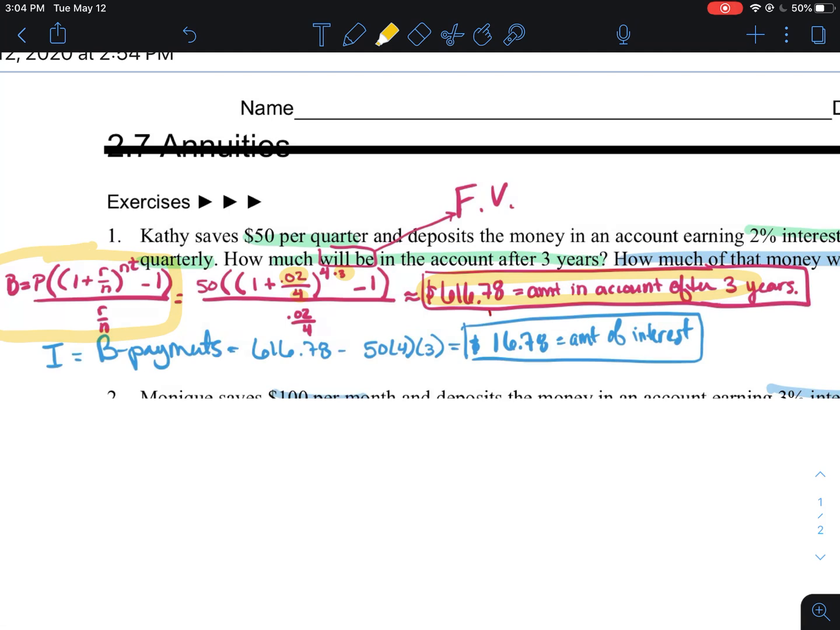So to figure out how much of it is interest, we have to figure out how much she put in and then subtract that from how much she ends up with. So we already know that she ends up with $616.78, and the amount that she put in was $50 every quarter, which means 4 times per year times 3 years. So if we multiply that all out, that's $600 that she put in, which means there's a difference of $16.78 in interest.